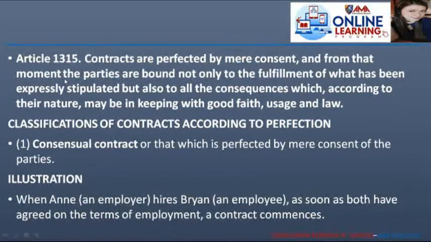Next, Article 1315. Contracts are perfected by mere consent. And from that moment, the parties are bound not only to fulfill the prestation expressly stipulated, but also to all the consequences which, according to their nature, may be in keeping with good faith, usage, and law. So, pag na-perfect na yung contract, perfected na, ibig sabihin, may force na ng batas, may consent, may acceptance, okay? So, hindi lang kayo inaasahan na tumalima kung ano nakasaad doon.